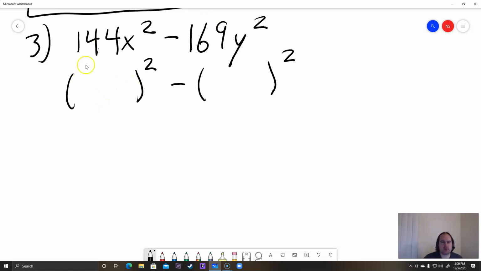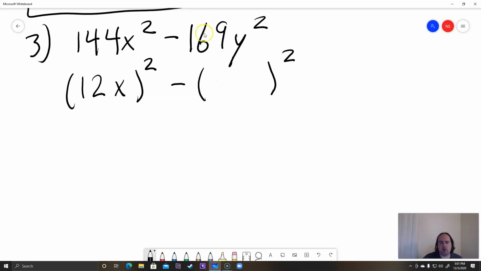So first of all, what squared gives me 144? Well, hopefully you remember from your times tables, 12 times 12 is 144. So 12 squared gives you 144. And then of course we also need an x here, because x squared gives us this x squared up here. So we're actually going to have a 12x. And then we do the same thing over here. However, you might not know, well, what squared gives you 169?